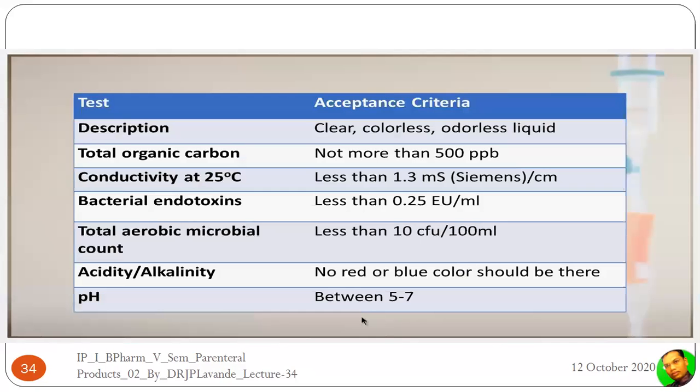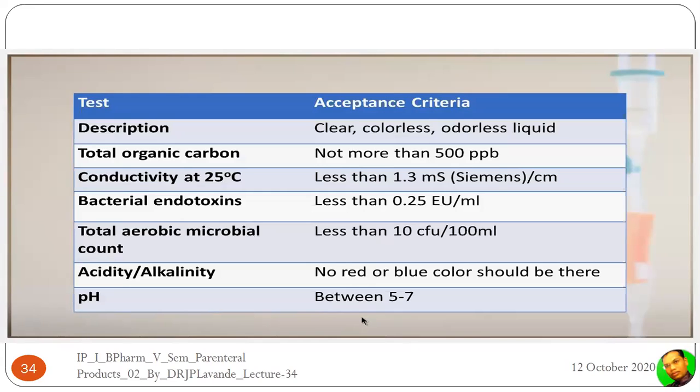You can see all these are the acceptance criteria as far as the description of water is concerned. The water should be clear, colorless, odorless liquid. The total organic carbon should not be more than 500 parts per billion. As far as the conductivity at 25 degrees Celsius is concerned, it should be less than 1.3 millisiemens per second.